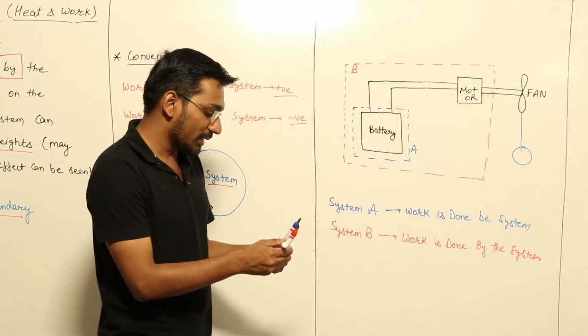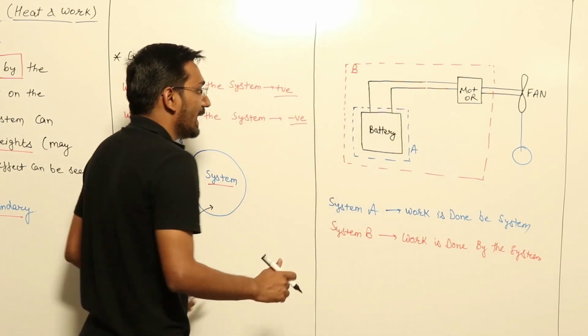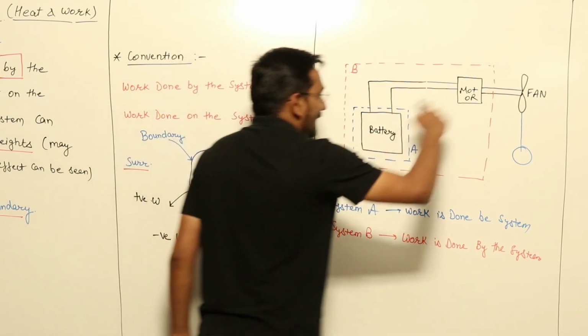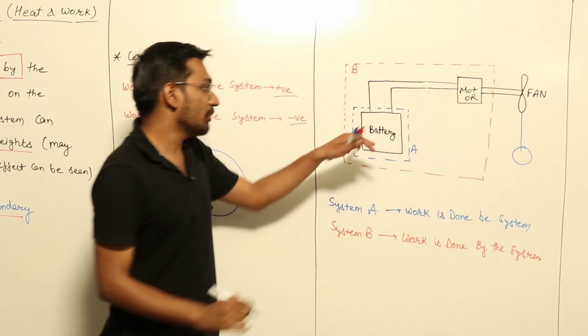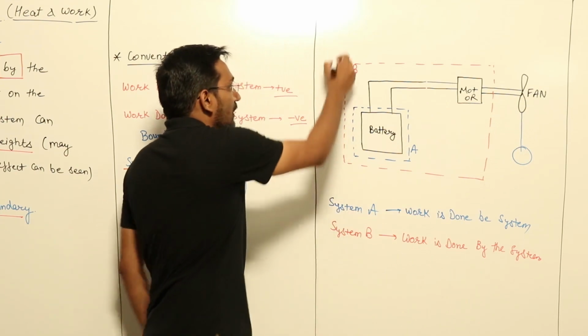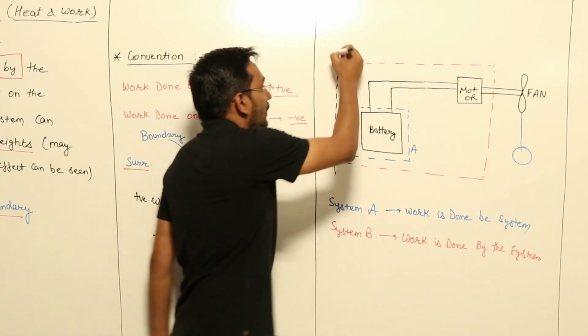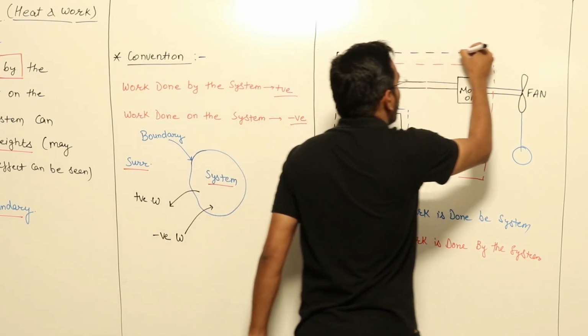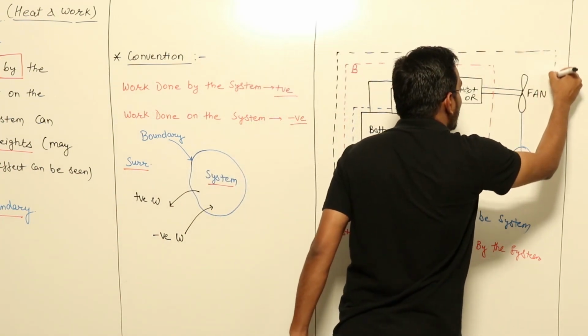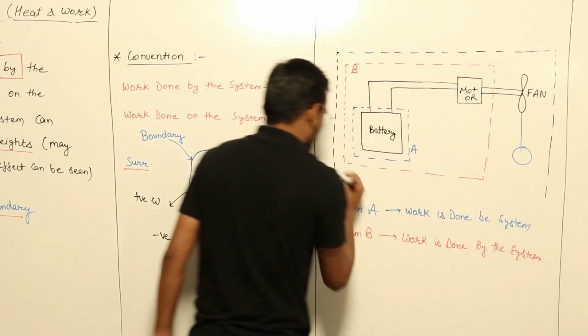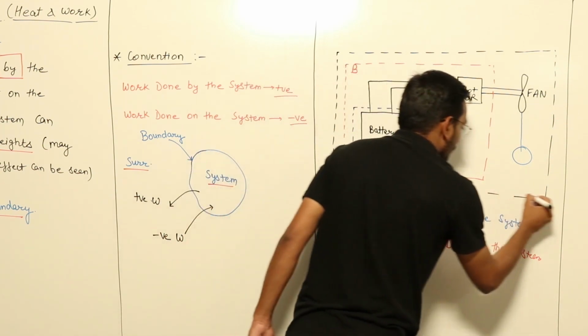Now suppose you say, no, we want to take all of them, the battery, motor and fan, as a system. Okay, if I draw another boundary, suppose I am taking this motor, fan and battery, complete this as our system.